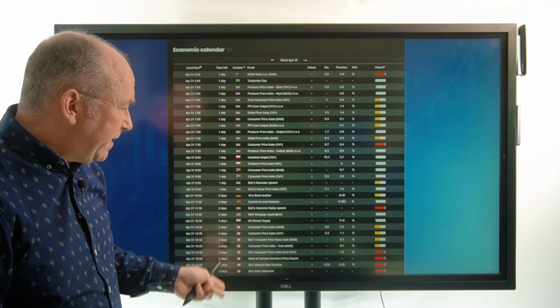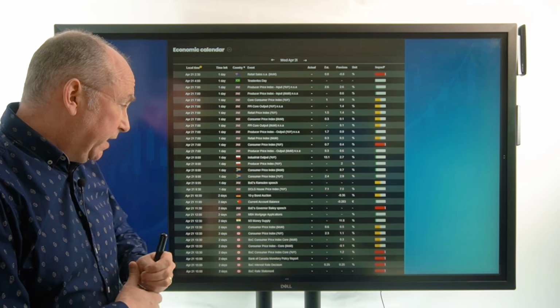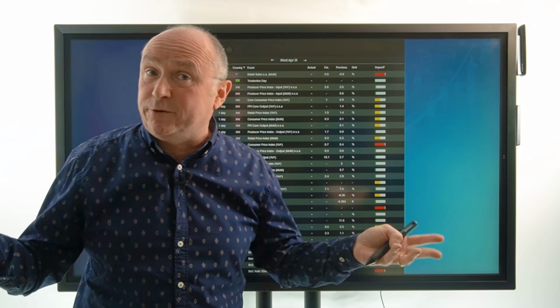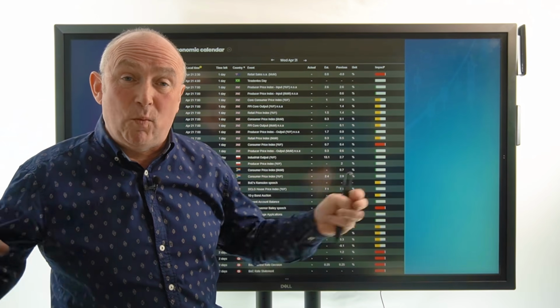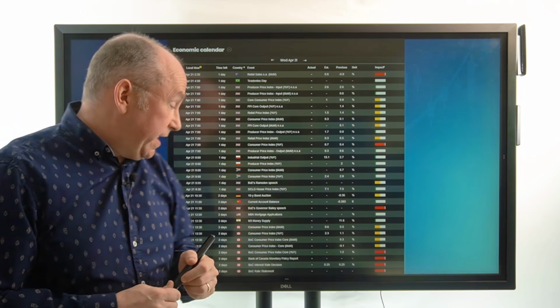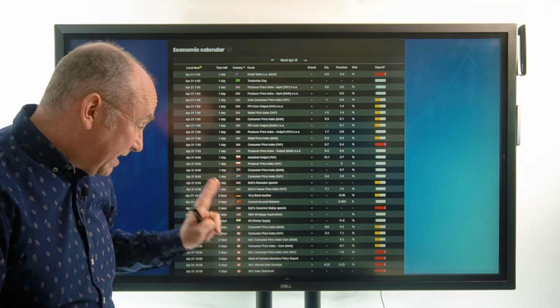Got a few speakers later in the UK this week as well. The Bank of England governor is speaking as well. We always like to see what a central banker has to say. It gives us clues on where they might be moving interest rates in the future. So we'll be keeping an eye on that.